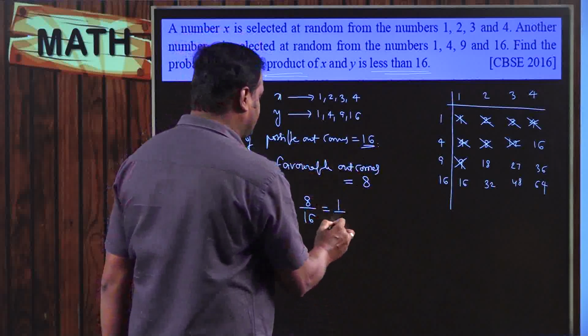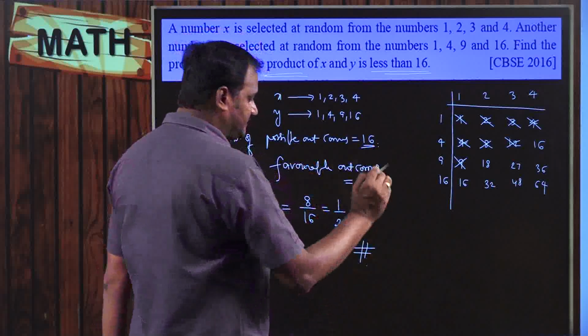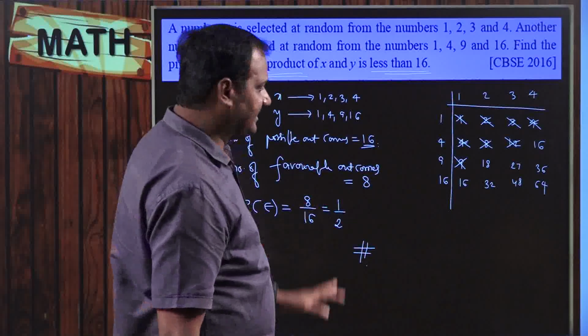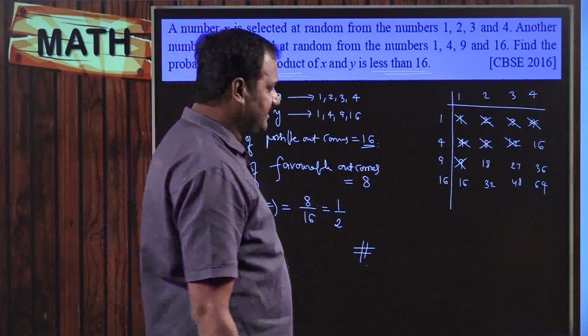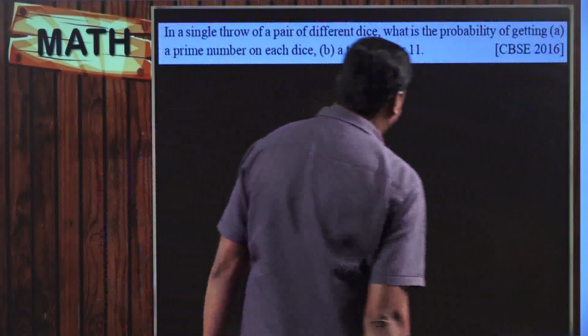8 by 16 is equal to 1 by 2. So this way we can easily answer this problem. Hope you understand. Right. So coming to the next problem here.